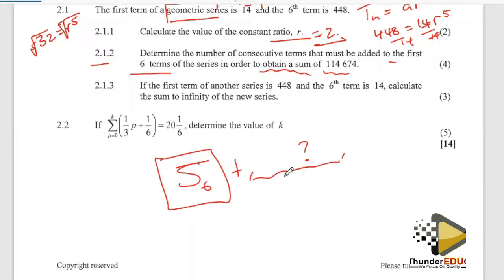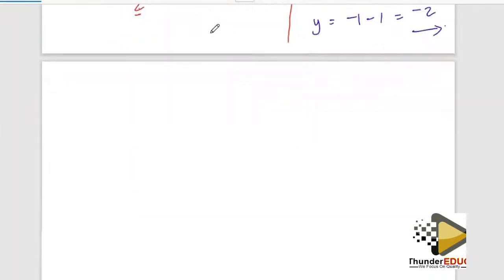All right, so I think we can find the number of terms that we used all together for 114,674. The answer we get, we can subtract 6 from it so that we get how many terms will be added. I don't know, that's my reasoning. Because if I get the sum of 6 terms, it's not going to make sense for me.